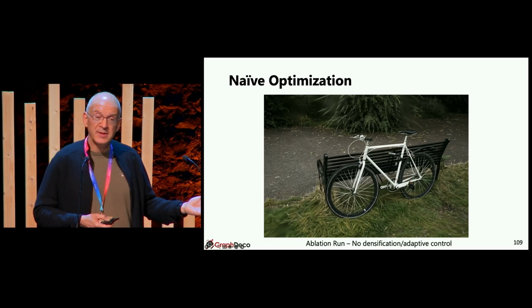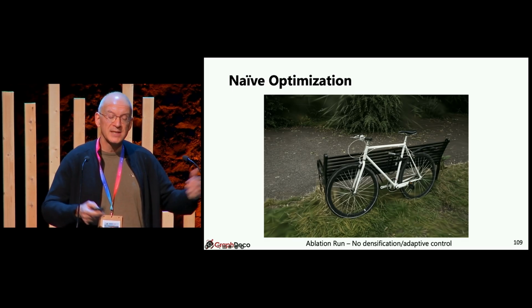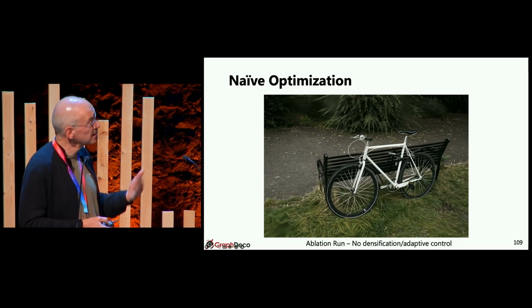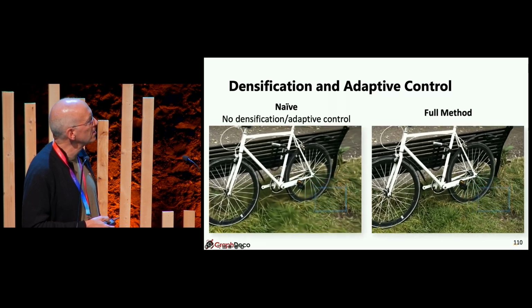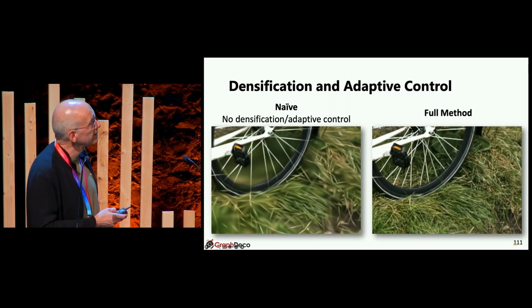So you have the SFM points, you do your optimization, what happens? This is what you get. This looks okay, but as you can see, there are things that could be improved. So notably in this little zone, you see that the quality gets a lot better.